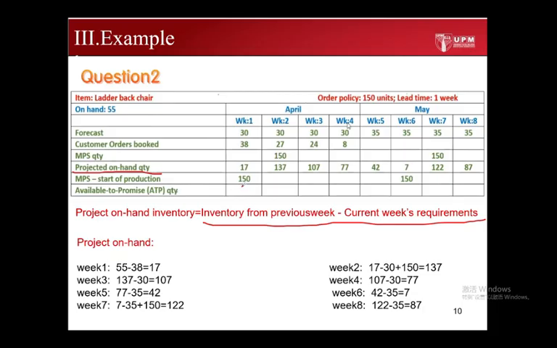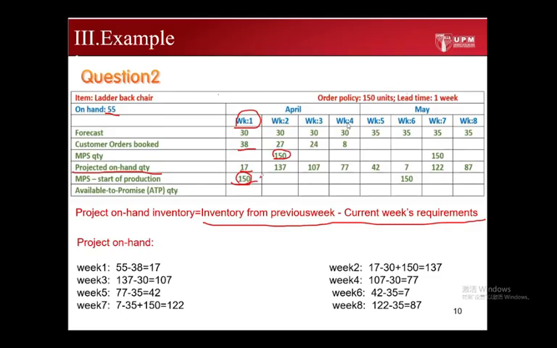Here, I want to explain this is only being manufactured for the second week. So there is nothing being manufactured in week 1. So week 1's projected on hand equals 45 minus 38 equals 17.